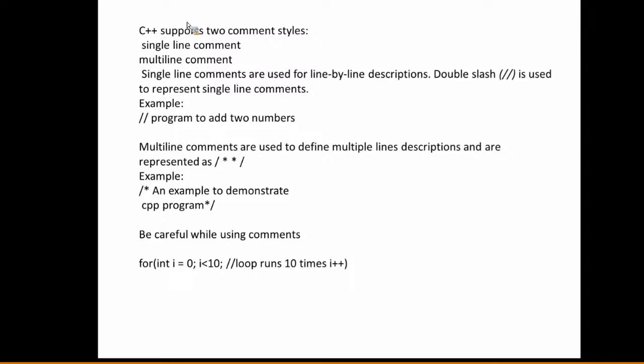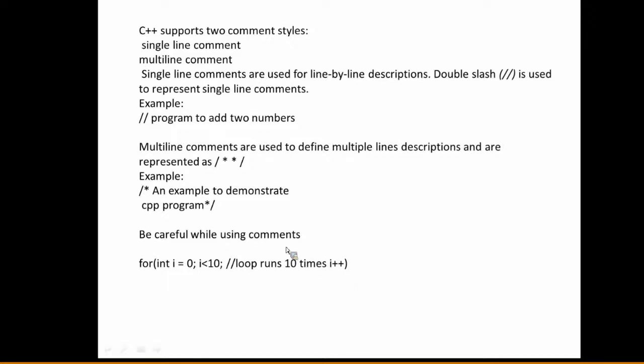But what I've done here is, before the completion of the for loop, I have written the comment. I think it's clearly shown over there. You can look at the cursor. Int i = 0, i less than 10. After that, I've used a single line comment, two slashes: loop runs for 10 times. After that, I've written i++.